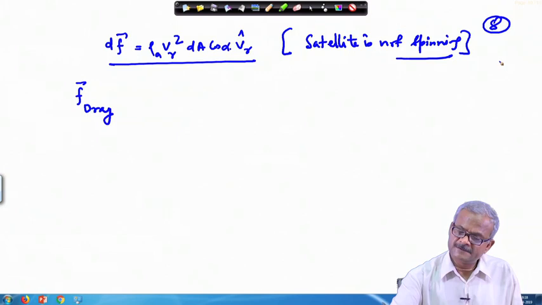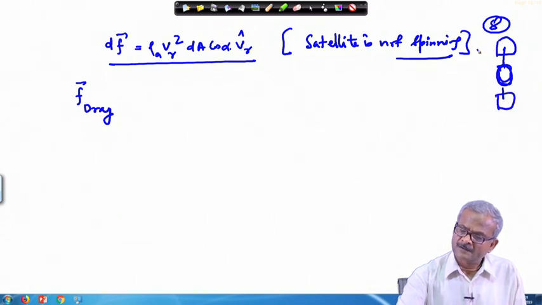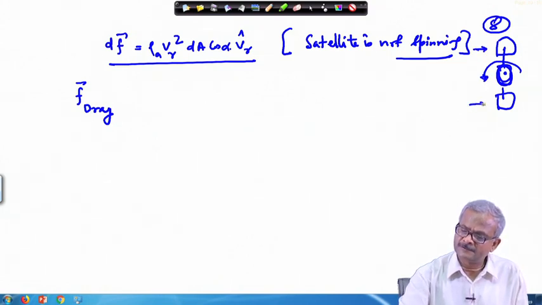If the satellite is spinning, the case will be different. Say this is the main body and here there are two solar panels. The satellite is rotating on this side. If the molecules are coming from this side, you can see that the relative velocity will be higher on this side and lower on this side. Because of this, a differential torque is applied.